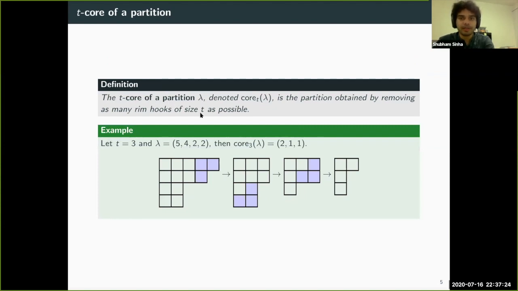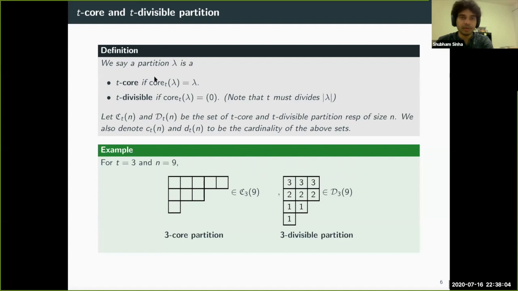The t-core of a partition is obtained by removing as many rim hooks of size t as possible. So in this case, we have shown a sequence of steps where in each step we remove a rim hook of size 3 to obtain a partition in which there is no such rim hook. If we write down the size of rim hooks corresponding to cells, you see that there is no 3 hook here. It's a well known fact that this does not depend on the order in which we remove the rim hooks. That we can see later on in my talk as well.